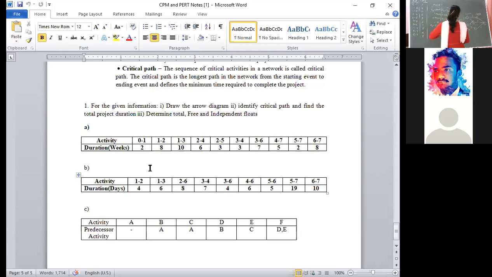Next, we have to calculate the forward pass for E6. What is the formula for E6? Same. For 6, the incoming arrow is coming from 3. The formula is E3 plus T36. You have already calculated the E3 value, that is 12, plus how much time it is taking, 7 weeks. That is 19. E6 value is 19. Next, we have to calculate E7.